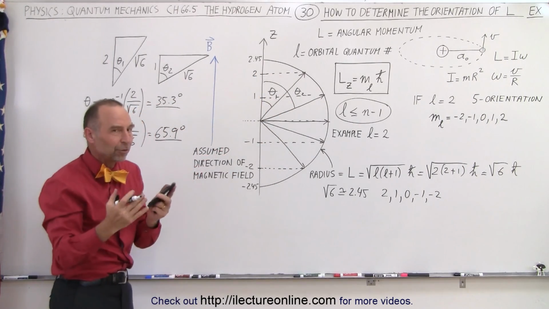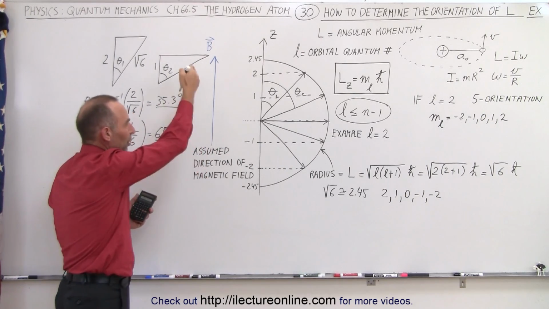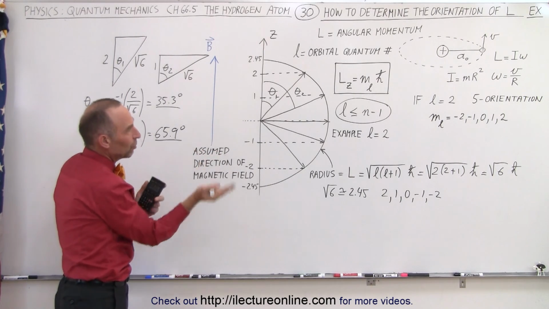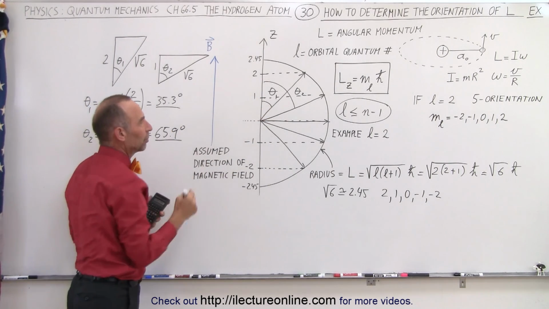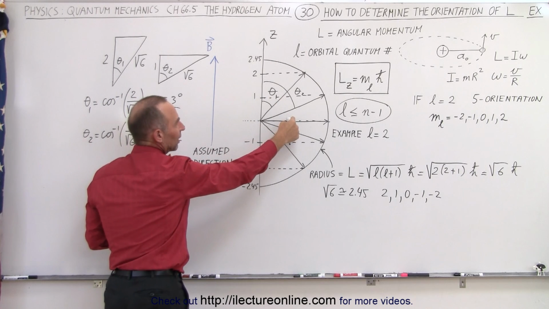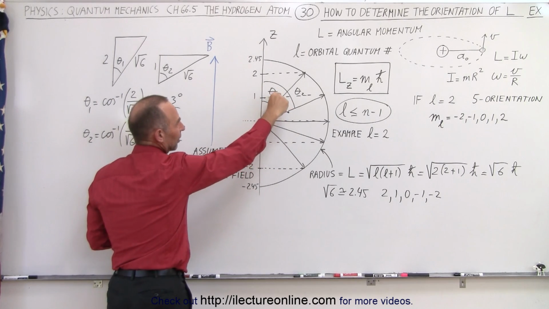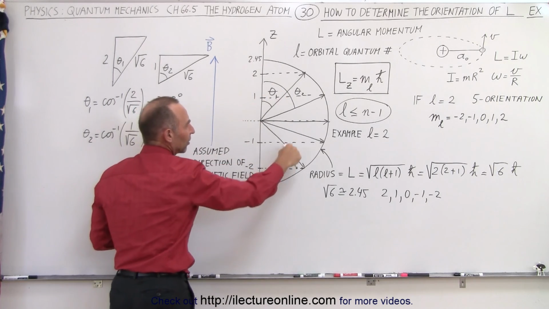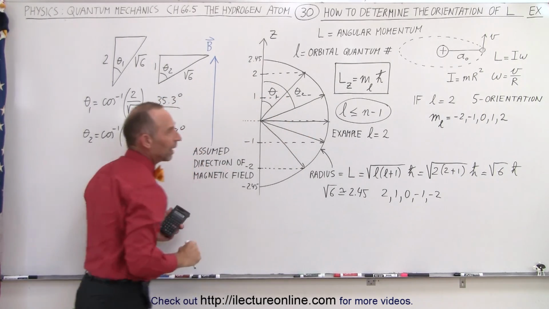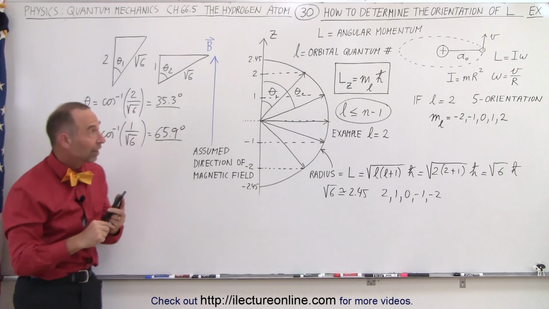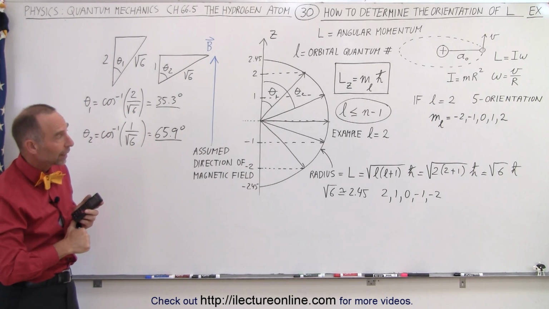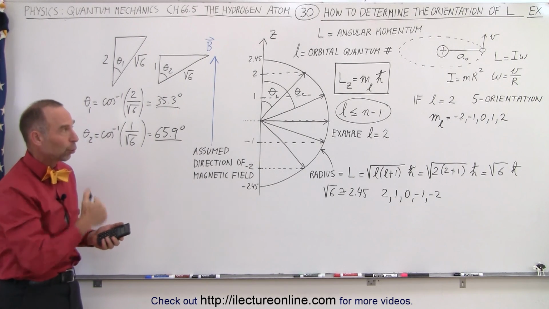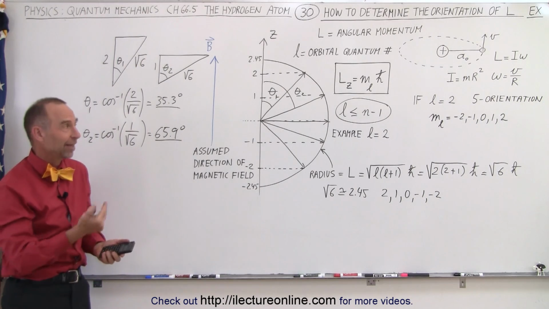The z-axis is arbitrarily chosen to be in alignment with the applied magnetic field, which causes the orientation of the angular momentum to be directed in those particular positions. Of course this angle is 90 degrees, and then you would take 180 degrees minus this angle or minus that angle to get the other 2 angles. That's the way in which you calculate the direction of the angular momentum in the hydrogen atom for a particular orbital quantum number, in this case L equals 2.